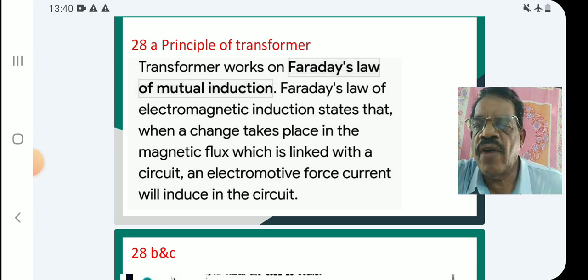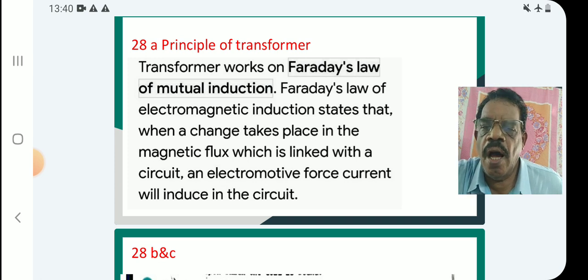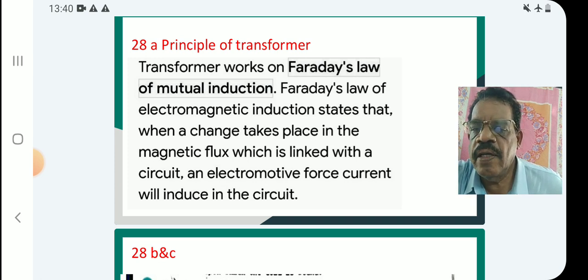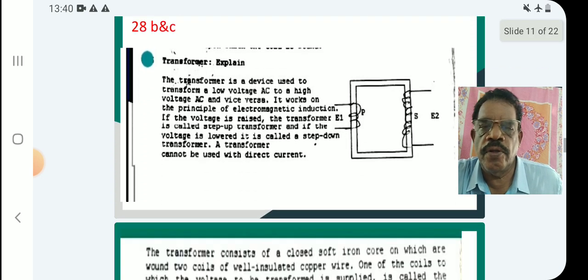Transformer works on Faraday's law of electromagnetic induction. Faraday's law of electromagnetic induction states that when a change takes place in the magnetic flux which is linked with a circuit, an electromotive force, EMF, is induced, and current will be induced in the circuit. That is the principle. And here is the transformer.